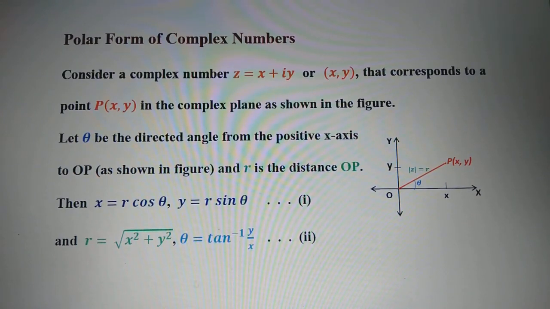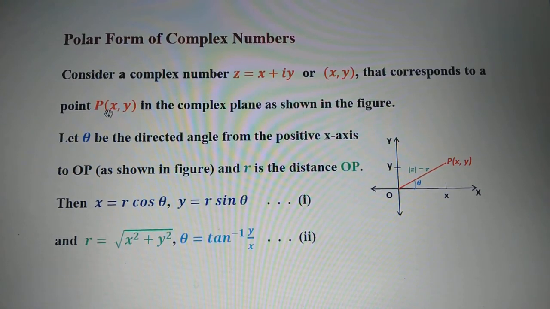Next we will see how the complex number can be expressed in polar form. So, polar form of complex numbers. Now consider the complex number z, and that is equal to, suppose, x plus iy. That x plus iy can also be written as the point (x, y). So this corresponds to a point in the plane, and suppose that point is P. This point P represents a complex number z.